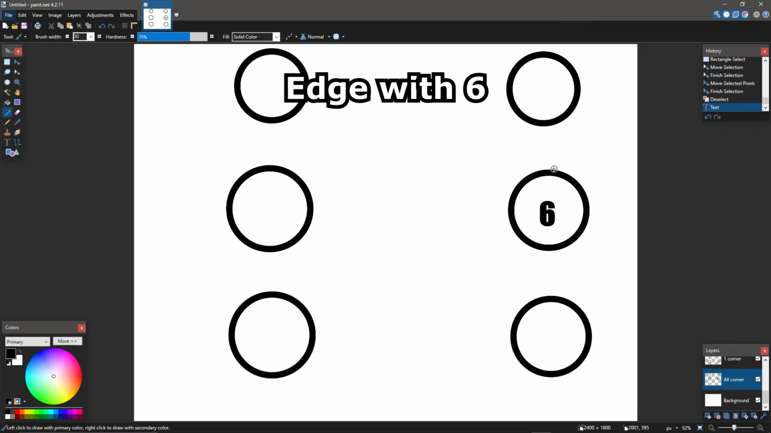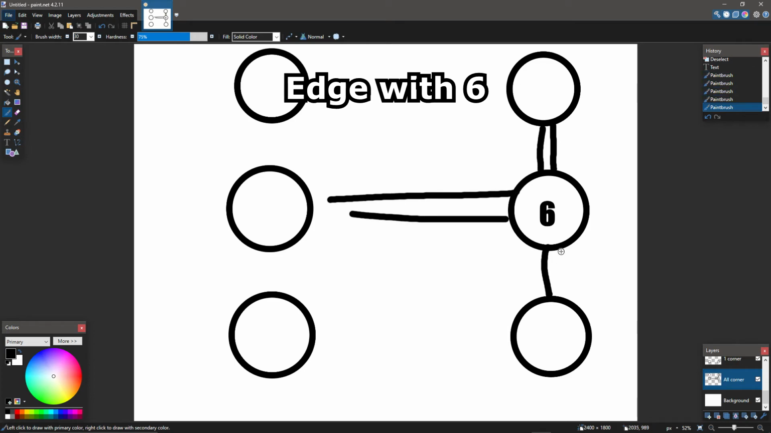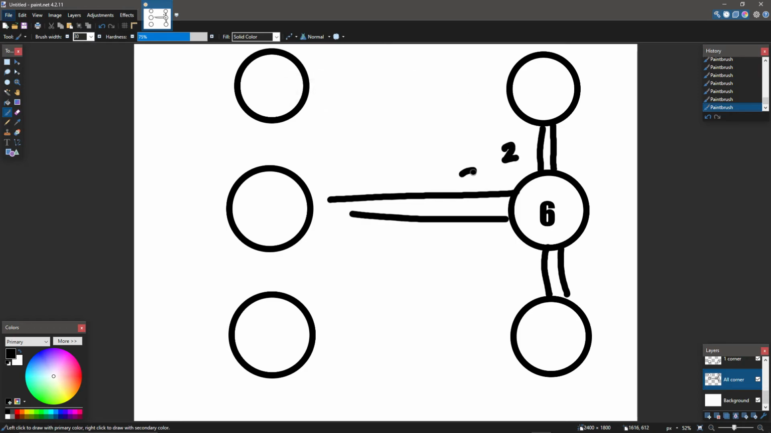So if you see a 6 on the edge surrounded by 3 circles, you can easily put 2 lines in every direction, because the max is 2 lines in each direction, and you really can't just put a single line.